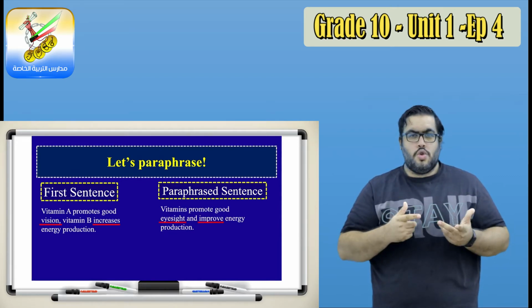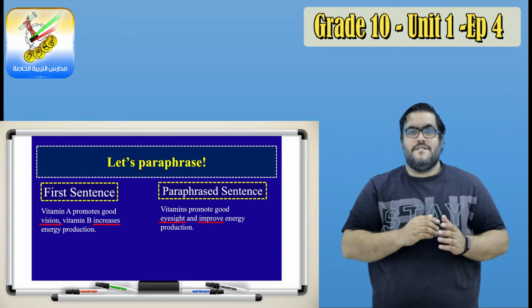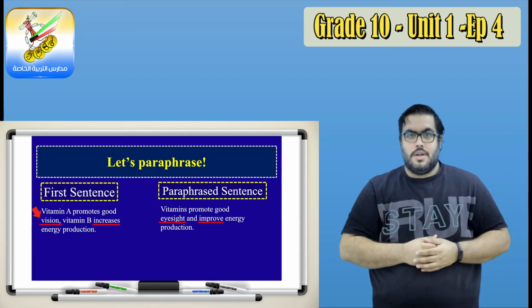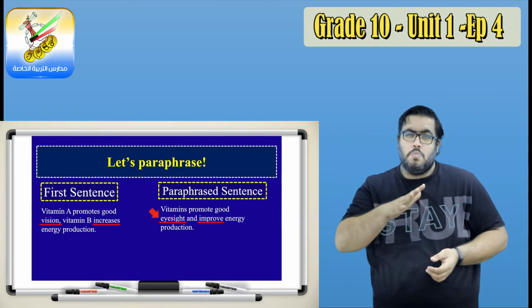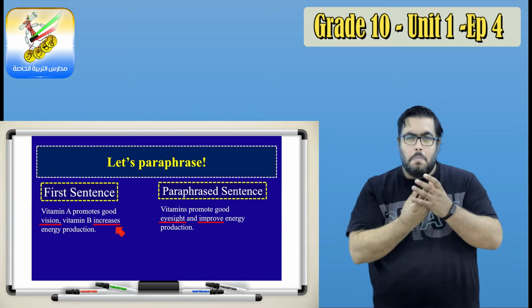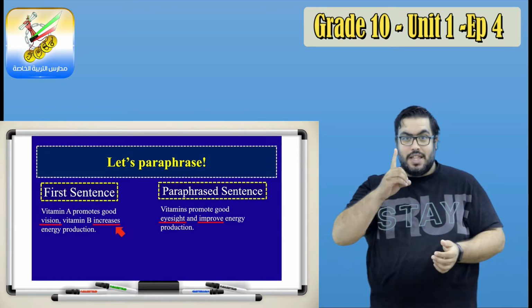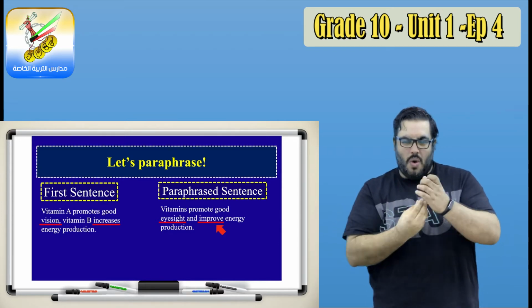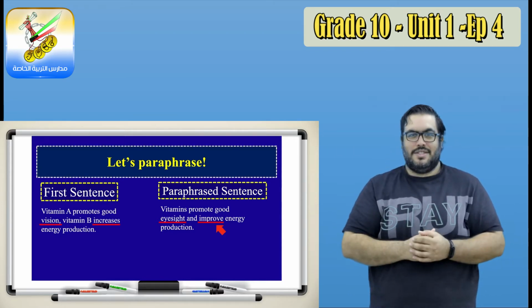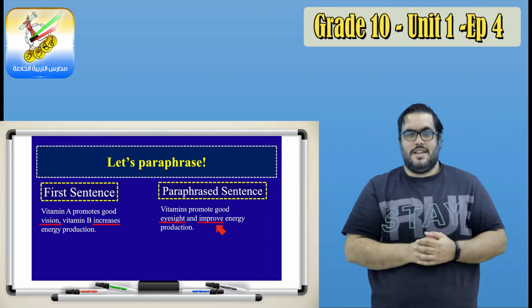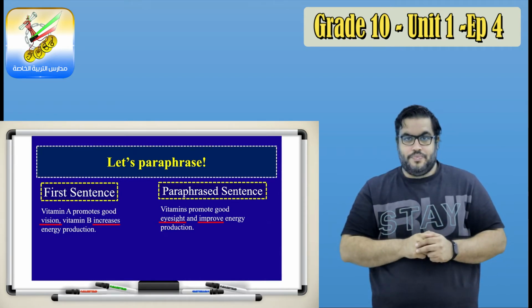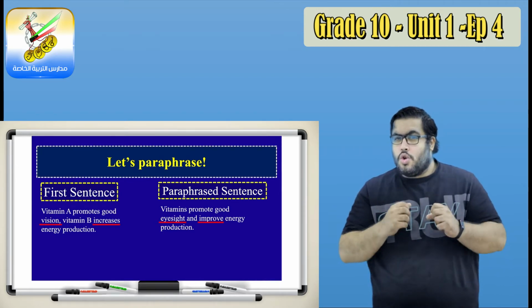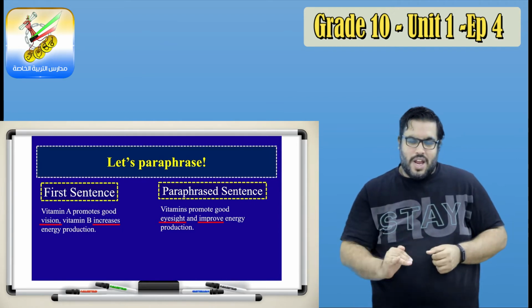I think you noticed we did some changes, right? For example, we took the word vision and we changed it to eyesight. We also took the word increases and made it into improve. We also didn't mention vitamin A because the question is asking us about vitamins in general. So like we said, vision changed to eyesight and increases changed to improve.